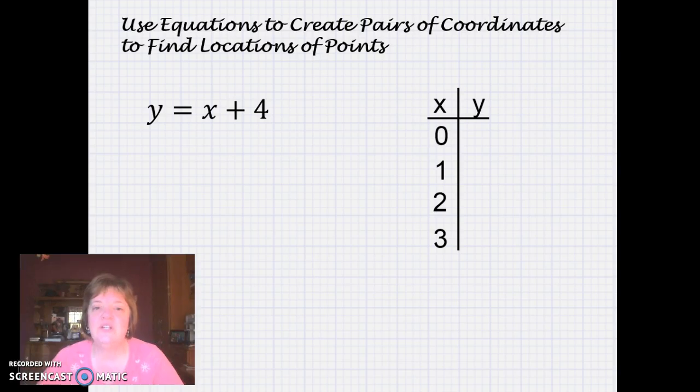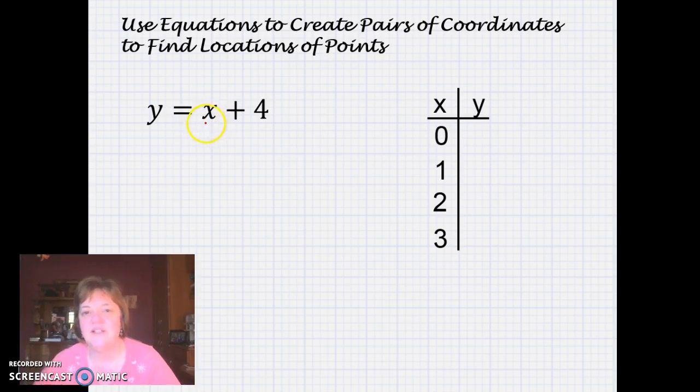We're going to use equations to create pairs of coordinates to find locations of points. Now this is how we're going to come up with points to graph, okay? I know this looks weird. We've got this equation sitting there, and on top of it we've got a table, and I've already started the table for us. We're going to take these values for x and plug them into our little equation and come up with what y would equal when x equals certain things.